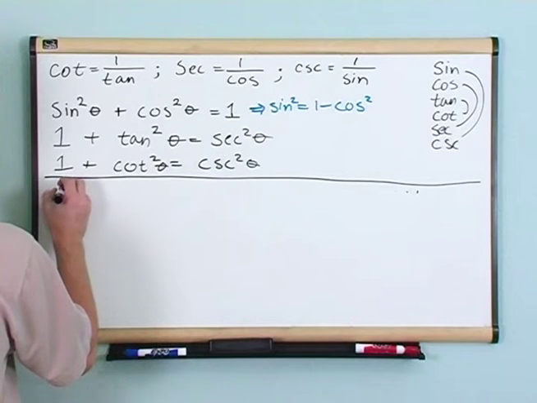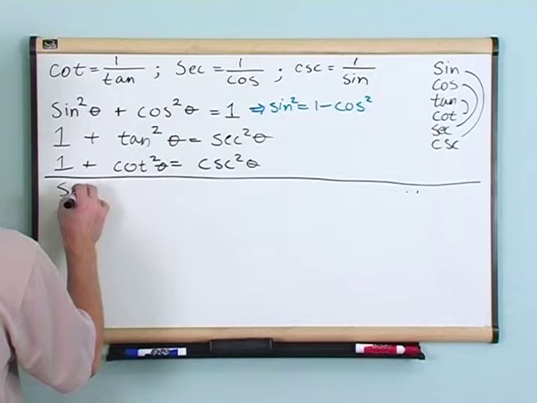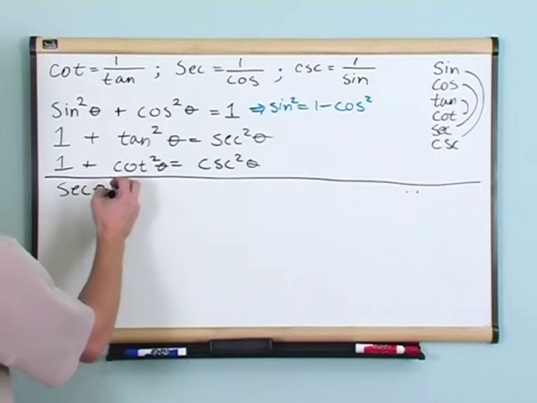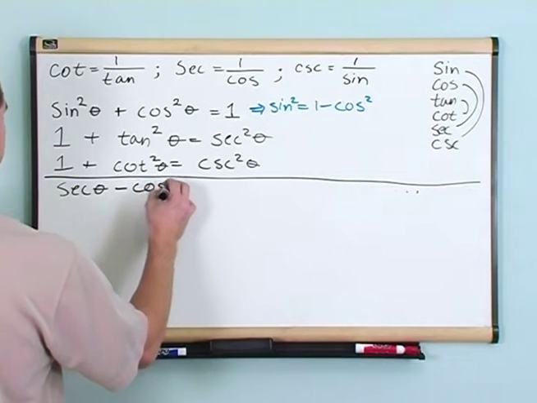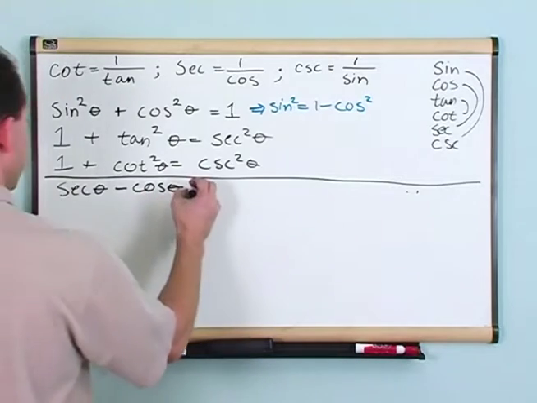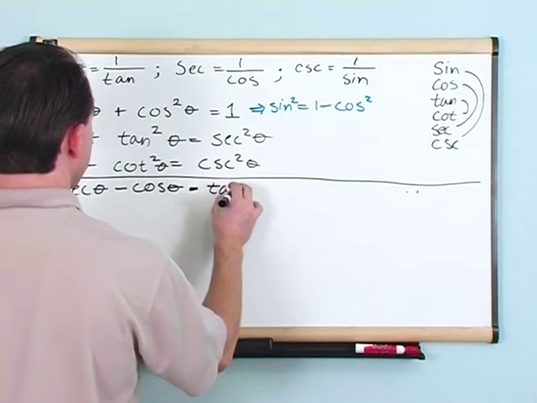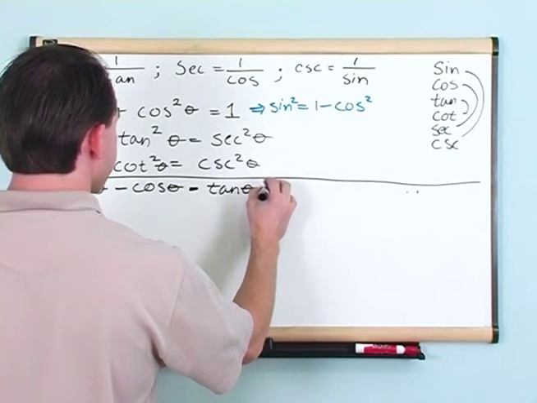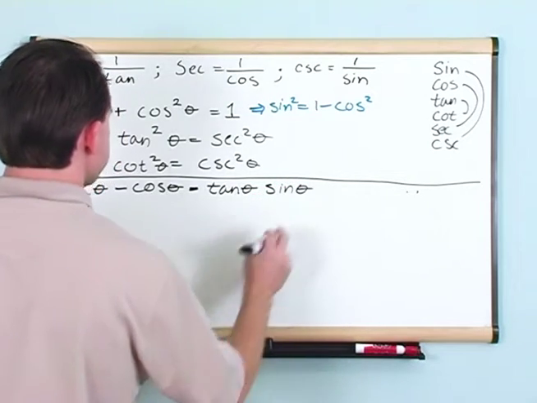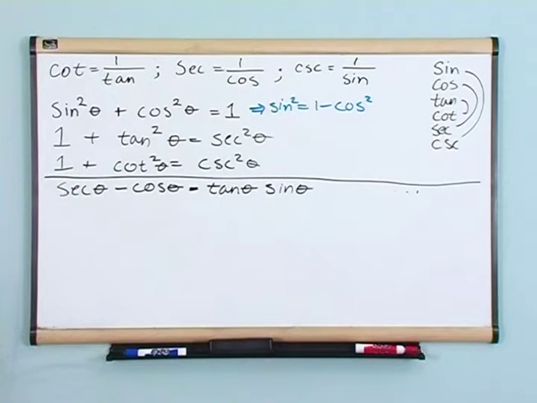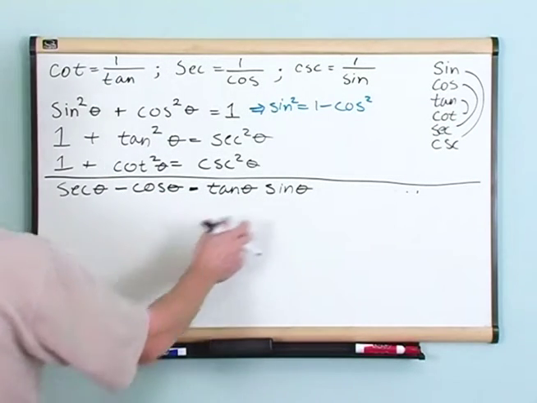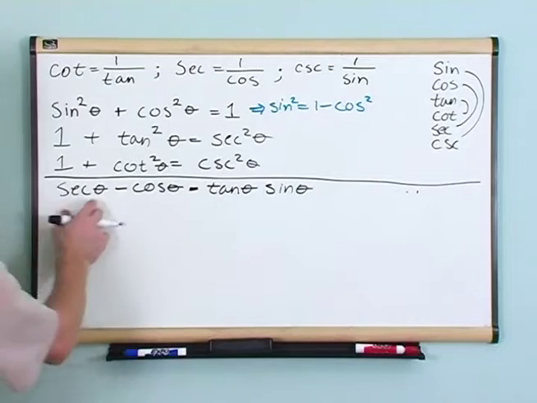What if you have secant theta minus cosine theta equals tangent theta times sine of theta? And the question there is, is that identity true? I want to try to use these other identities to prove that this is true. Again, I've got a cosine, a tangent, and a sine. The best I can probably do is try to substitute for some of these things.